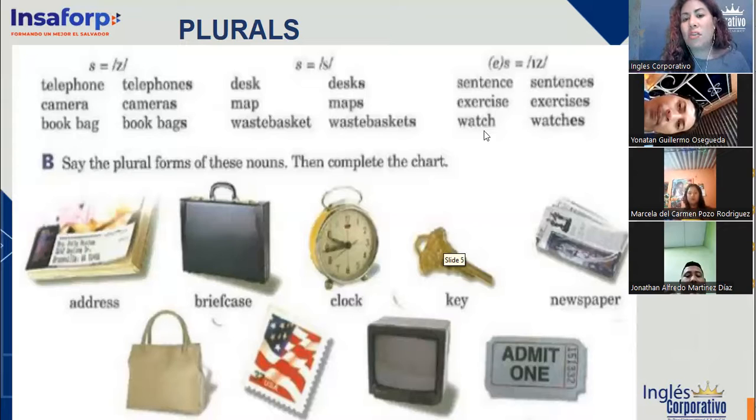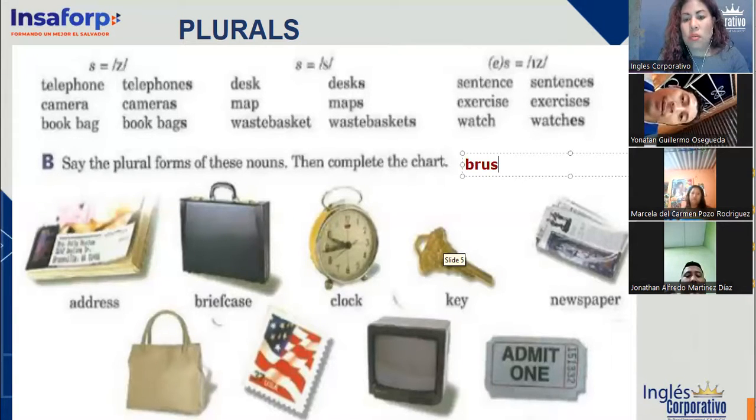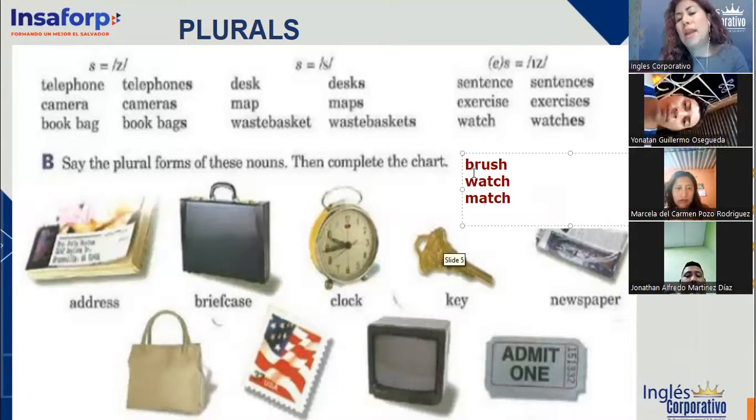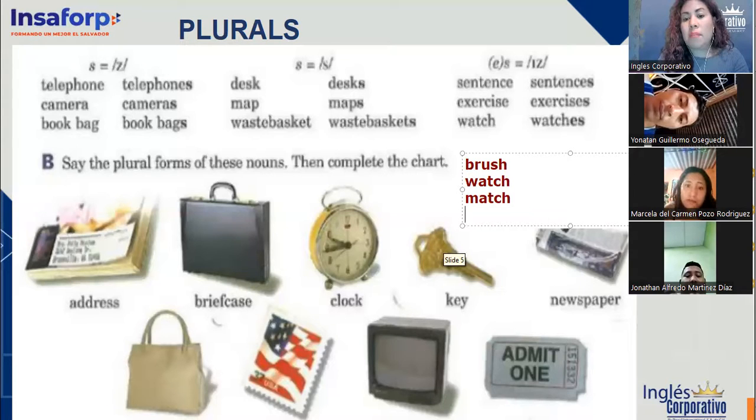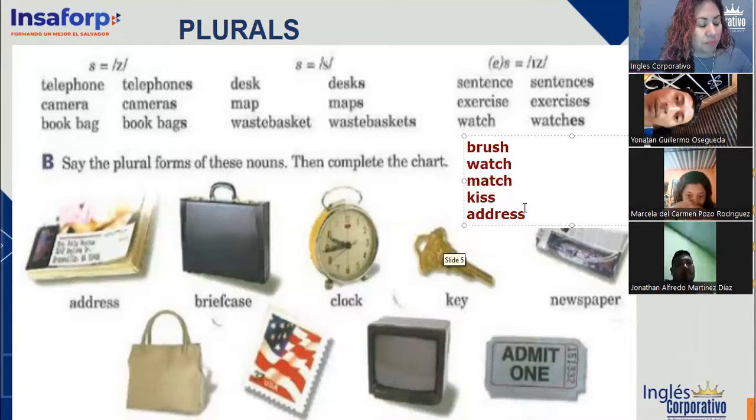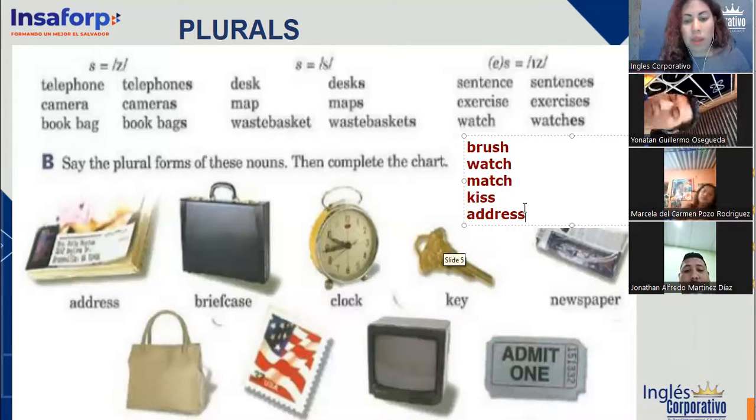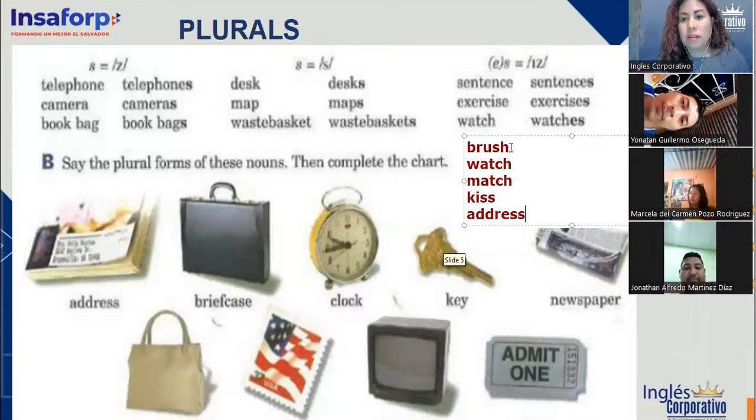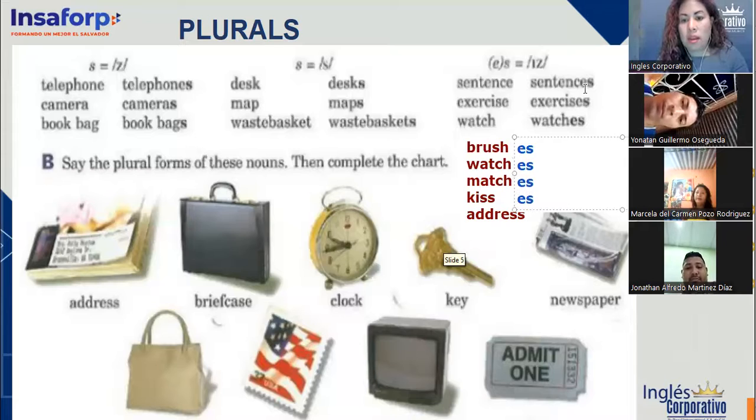When the word finishes in CH or SH, if the word finishes in SH, like brush, watch, match, yeah? Or an S, double S, like, for example, kiss or address, okay? Do you see that? In that case, you're going to add ES. So ES. Watches, matches, kisses, addresses. Okay. Any questions now?